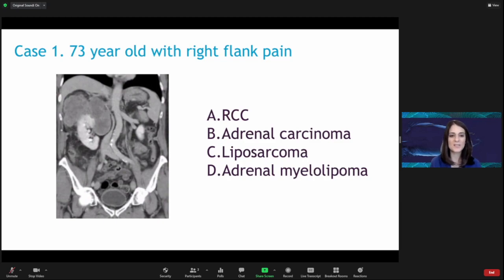So, do you think this mass above the kidney is an RCC, an adrenal carcinoma, a liposarcoma, or an adrenal myelolipoma? There is a feature on this scan that clinches the diagnosis, so it's spotting that additional finding. So please do vote now.